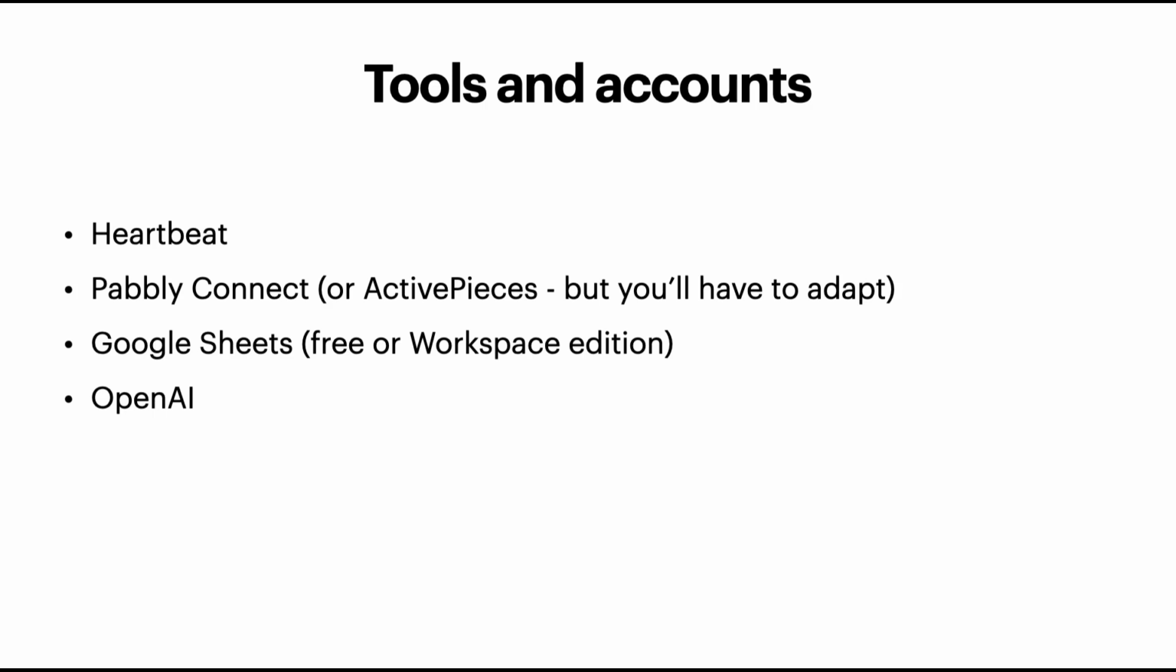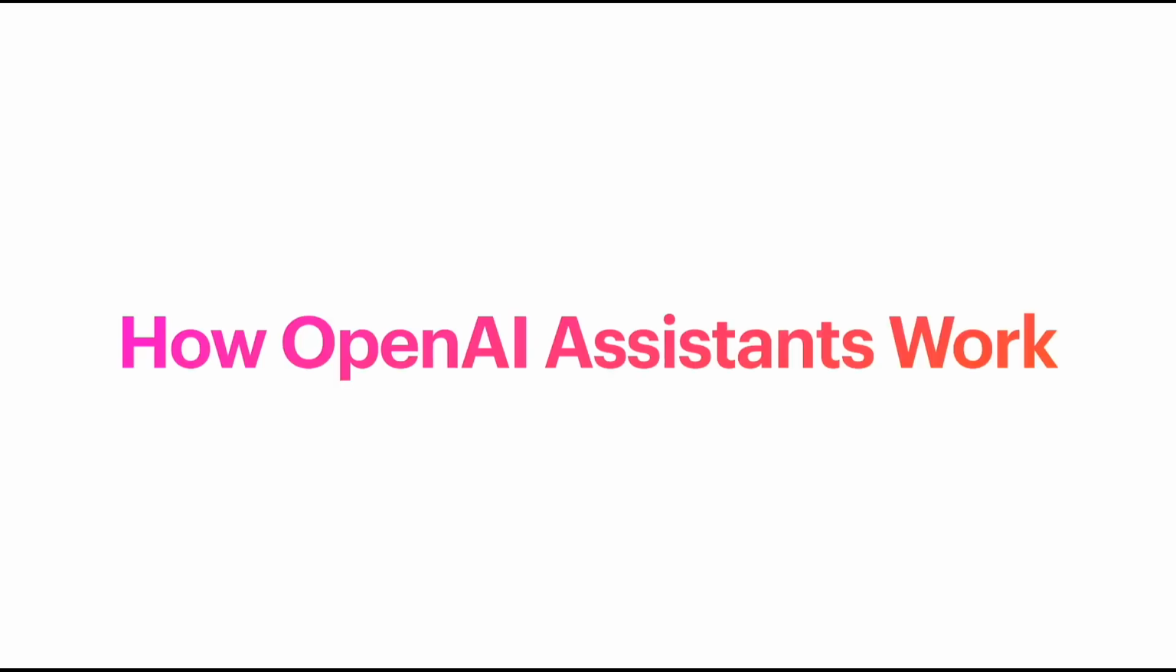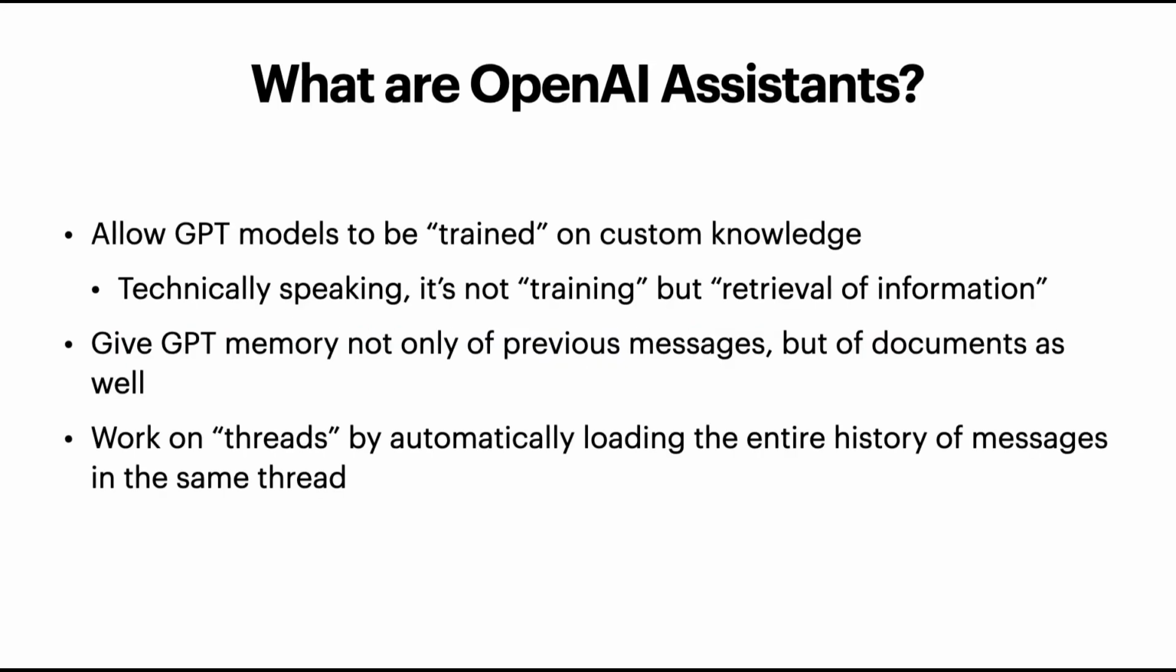Cool. Now let's talk about how OpenAI Assistants actually work. What are OpenAI Assistants? OpenAI Assistants is a new functionality that OpenAI brought about, I believe, in November, the year 2023. What they allow to do is for the GPT models to be, quote unquote, trained on custom knowledge. The reason why the word trained is in quotes is because technically speaking, it's not training, but retrieval of information.